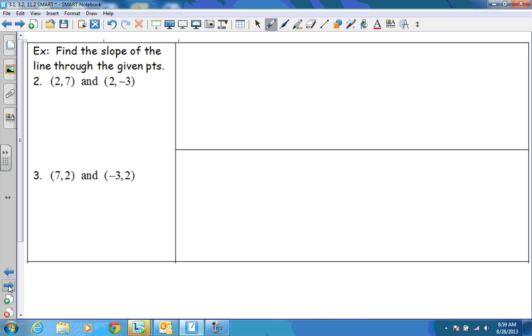I'm just going to help you with your notation, because especially if you go zero, it's not. So my little mnemonic device: if you have a number over zero, it is no. So this is going to be an undefined slope.